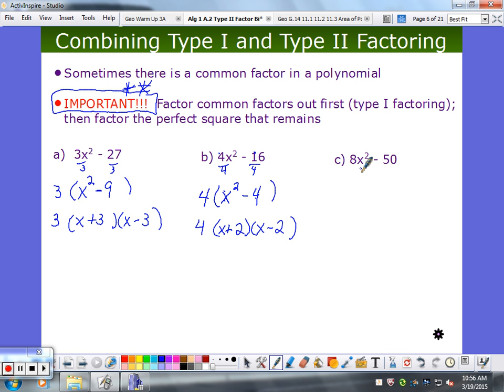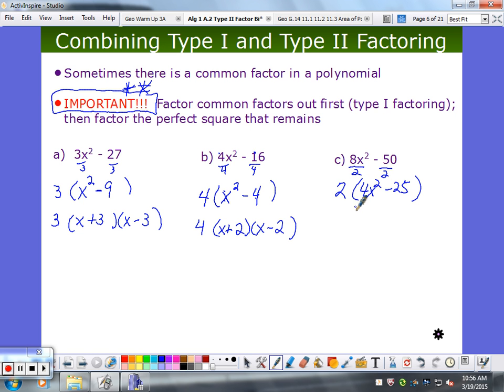No. Yes. 2. Isn't it? Doesn't 2 go into this one? Okay. Let's see, so what's left? I can divide this one by 2 and this one by 2. What do I get? 4x squared minus 25.